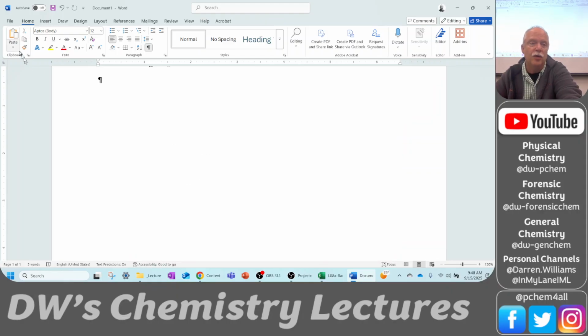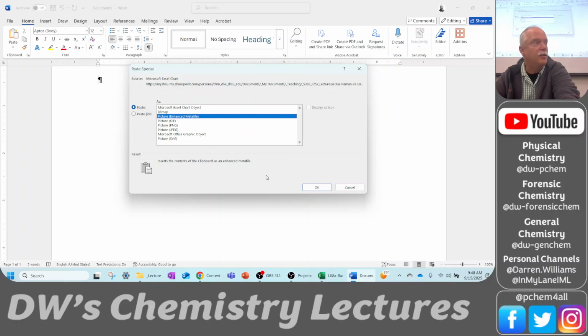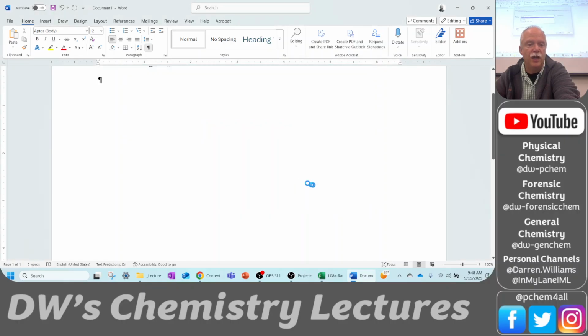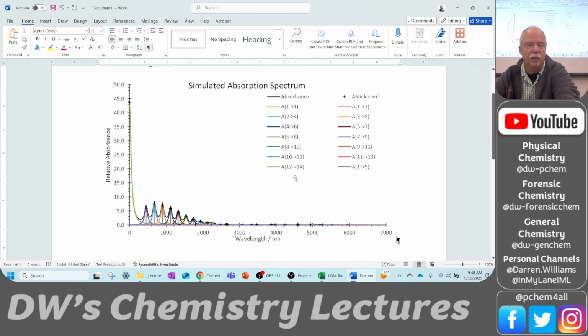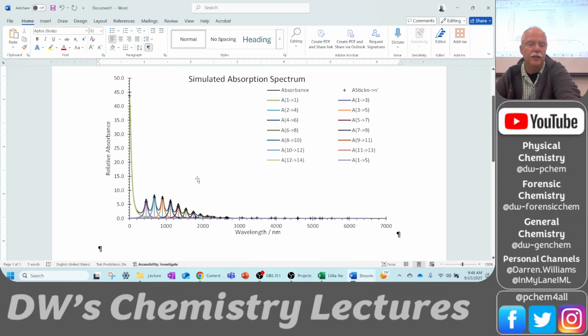Okay, so go to Paste Special, and then you have all these options. Now, I have had very good luck with Enhanced Metafile, this picture Enhanced Metafile. PNGs work well too, but I just have always used the Enhanced Metafile. But I don't know if it's just because I'm on a Mac, but I don't have that option. Can I just use the PNG? Yeah, you can use the PNG. So you hit OK, and there's your figure. It's beautiful.